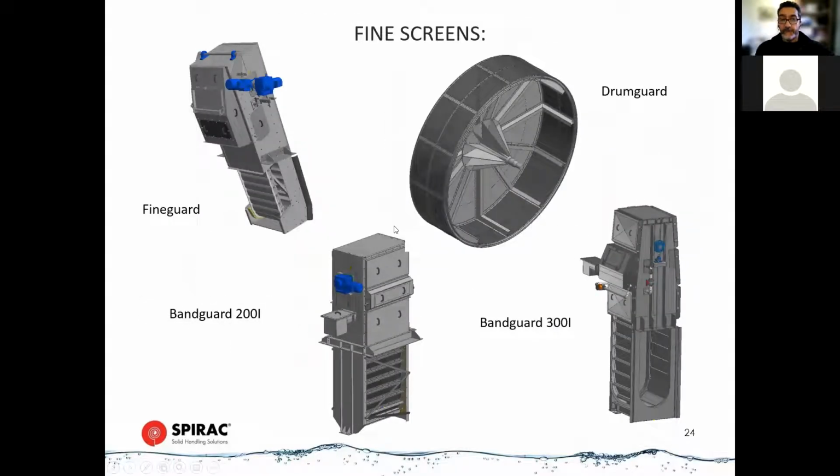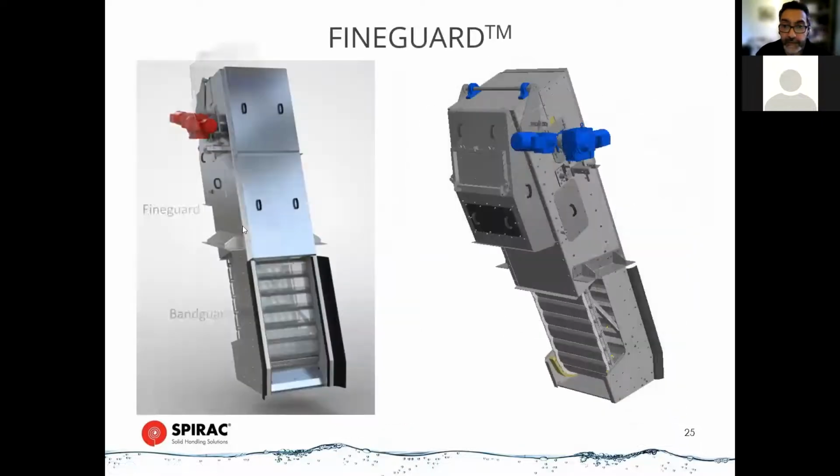Fine screens then. So we've talked about the coarse screens. Fine screens, what are they? So we've got a range of fine screens, Vanguard, Drumguard and Vanguards. I'll go on to explain a little bit about the difference between the various different types of screen. Vanguard is the inclined screen I was talking about earlier, normally 70 degrees, 75 degrees, it can be 60 or 45.